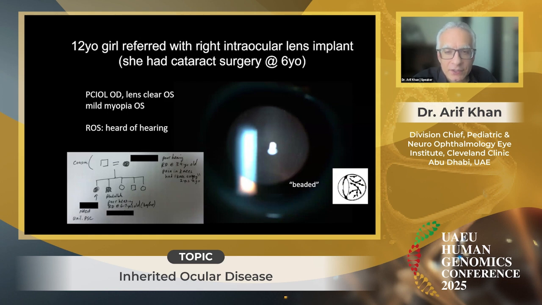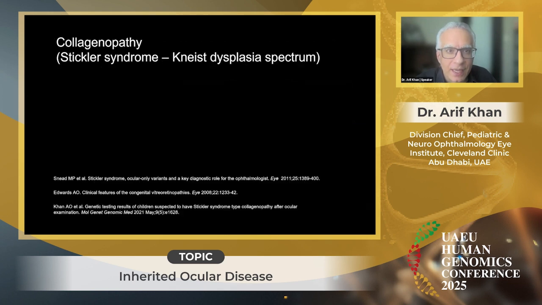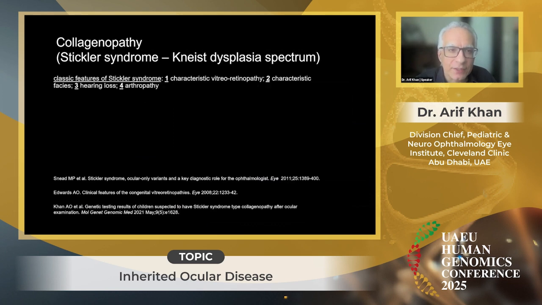This pedigree is screaming at us, of course, Stickler syndrome. And this is what this child had, Stickler syndrome. Stickler syndrome, of course, is part of a spectrum of collagenopathy that ranges from Stickler syndrome to Nance dysplasia.